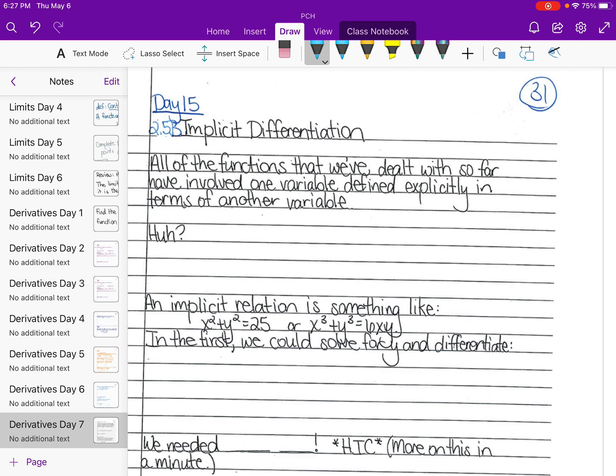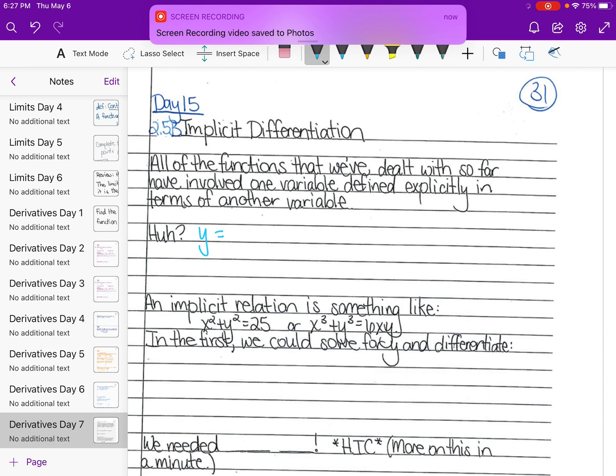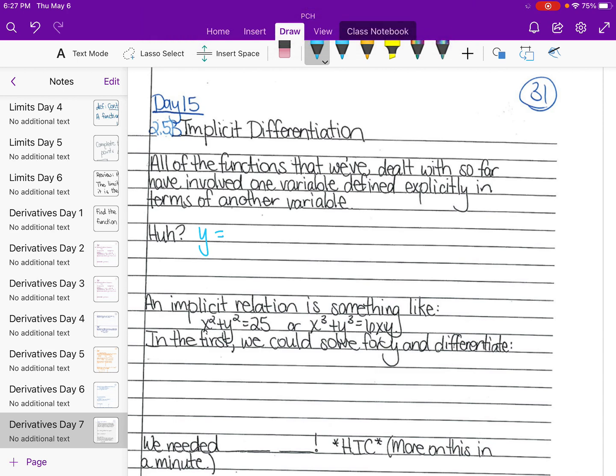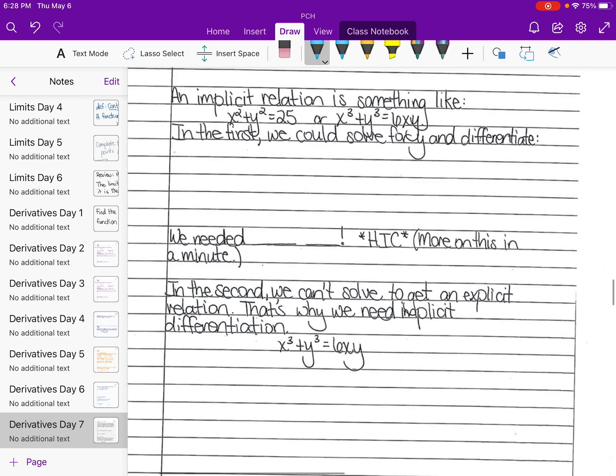So, implicit differentiation. All of the functions that we've dealt with so far have involved one variable defined explicitly in terms of another variable. They have all been y equals, okay? So we've seen, just to keep it simple, y equals x squared. We know how to take the derivative of that. An implicit relation is something where it's not y equals, like these two examples.